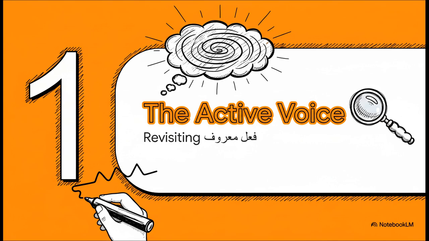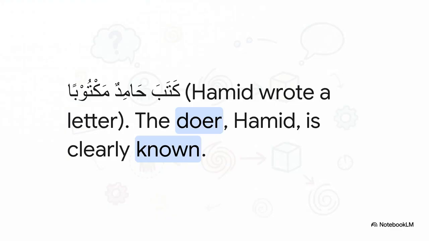All right, let's kick things off with something we already know pretty well, the active voice. In Arabic, we call this the Fe'l Maroof, and that name Maroof literally means known. That's a huge clue right there. Take a look at this classic sentence. Kataba Hamidun maktuban. Hamid wrote a letter. It's simple, it's clear, and most importantly, we know exactly who did the writing. The doer, Hamid, is right there, front and center.